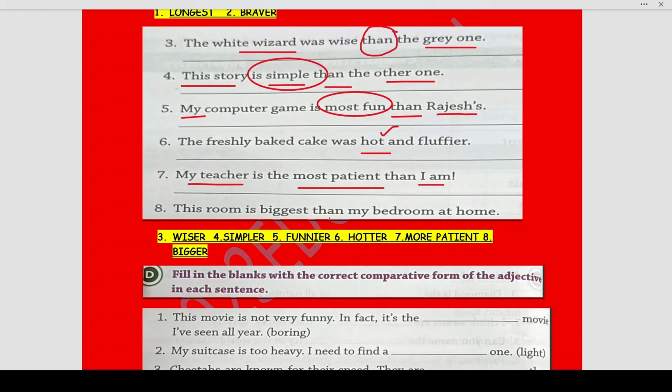This room is biggest than my bedroom at home. Now we are comparing this one room with the other bedroom which is at home. So two things when they are compared, we use the comparative degree. And how do we know that we have to use a comparative degree here? Because the word than is also present. So this room is bigger than my bedroom at home.